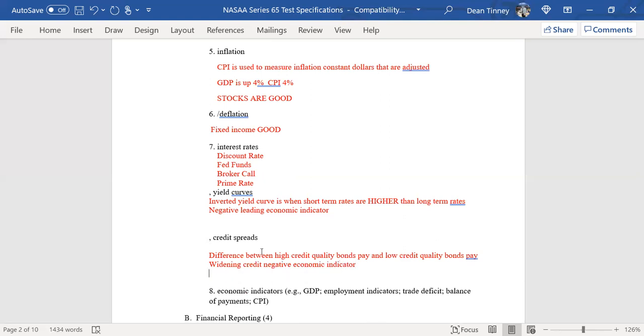And if we see it narrowing, that means people are comfortable. So a narrowing credit spread would be a positive economic indicator.